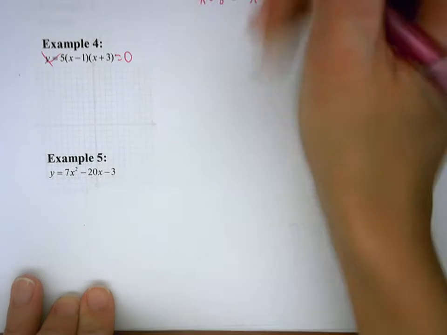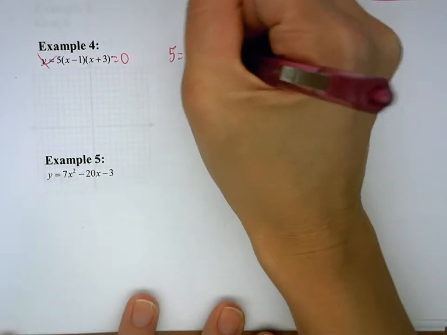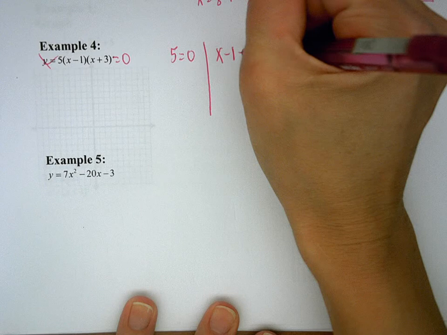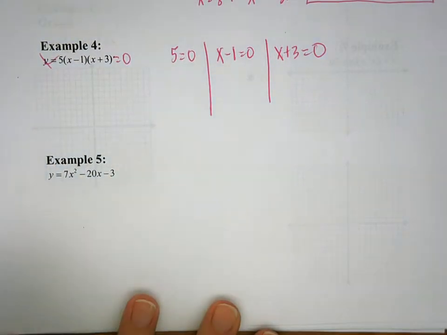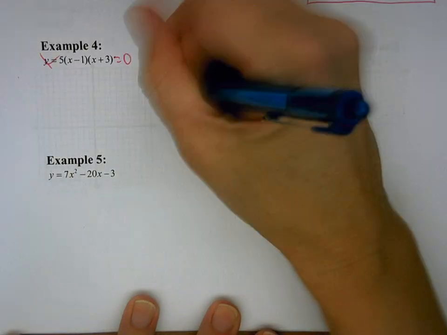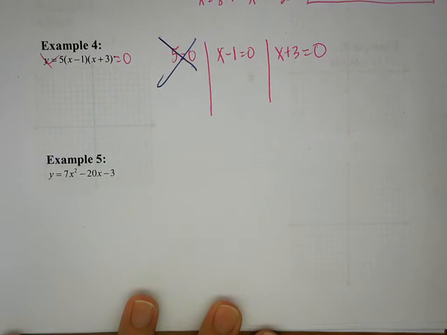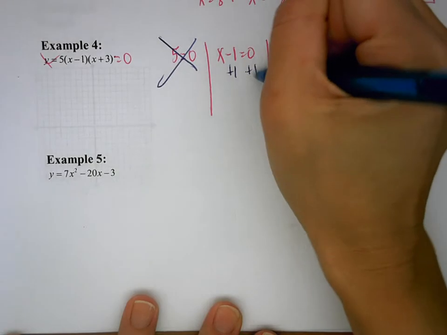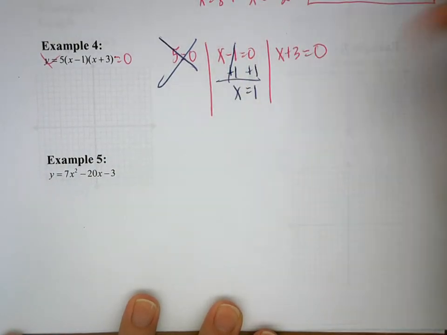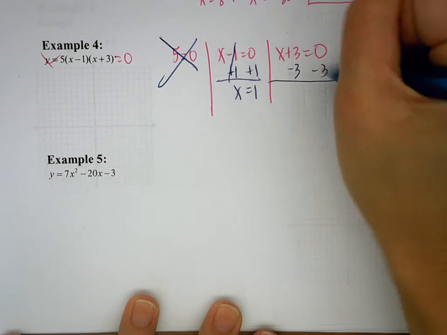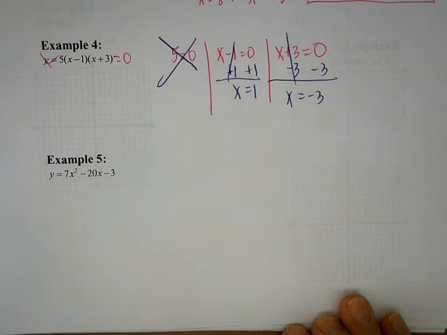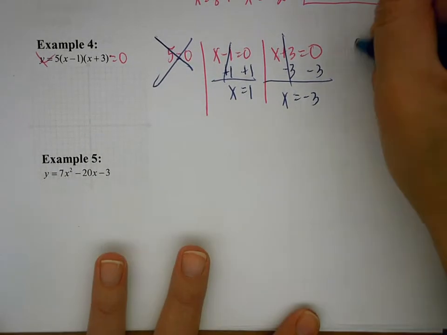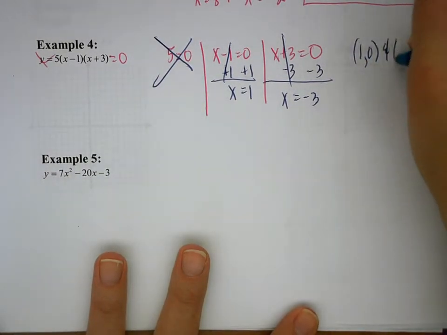Okay, so same thing on example 4. We're plugging in 0 for y, and so we set each of our factors equal to 0. 5 equals 0, x minus 1 equals 0, x plus 3 equals 0. 5 equals 0 does not work. Hopefully your cell phones are not out right now as we're doing notes. Then on the next one, we add 1 to both sides and get x equals 1. Here we subtract 3, x equals negative 3. And so what are my ordered pairs? 1, 0, very good. 1, 0 and negative 3, 0.